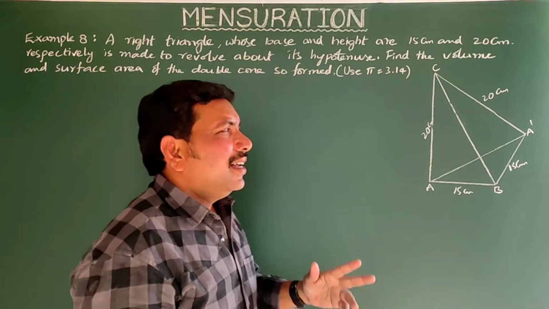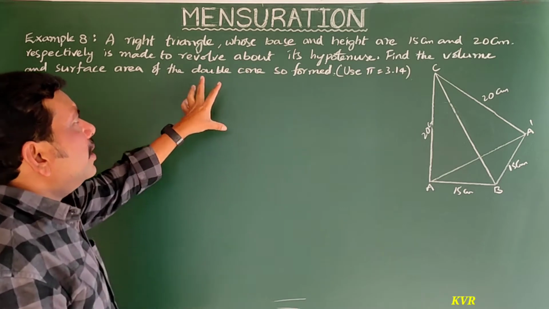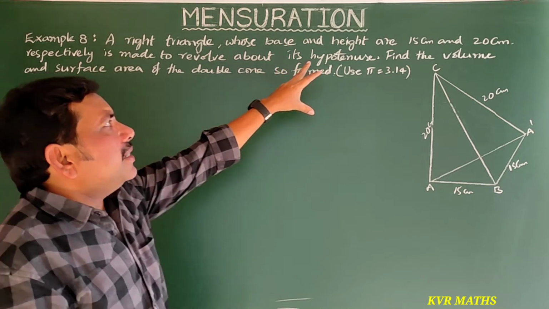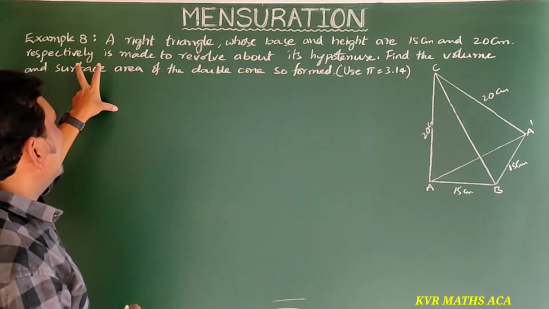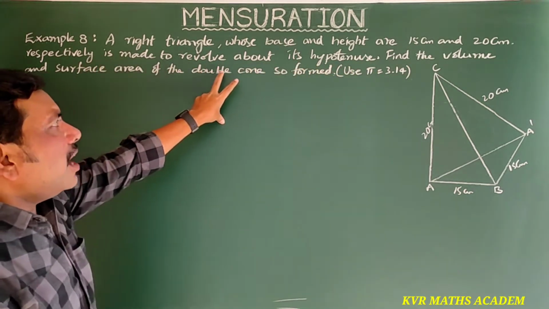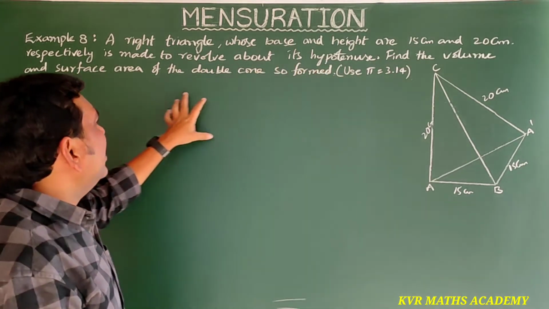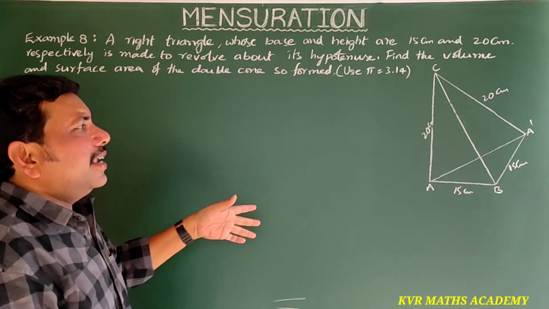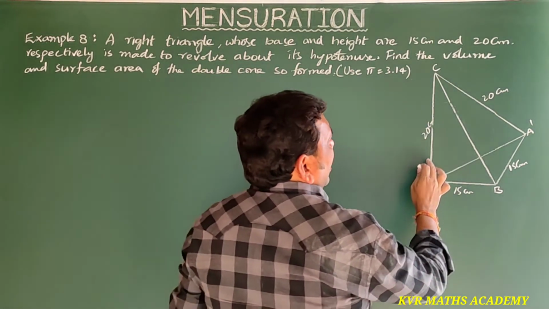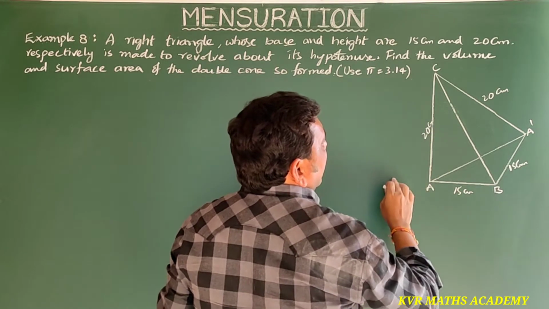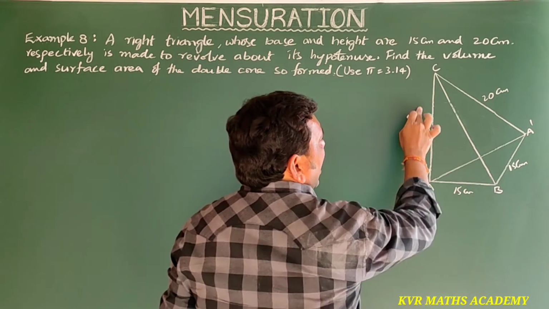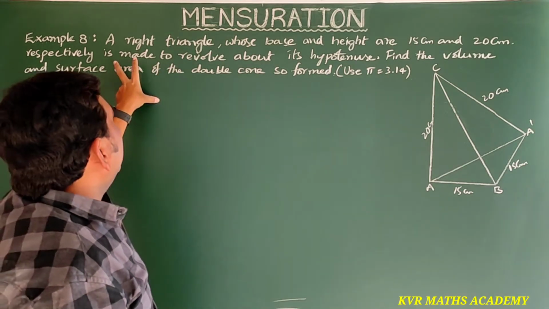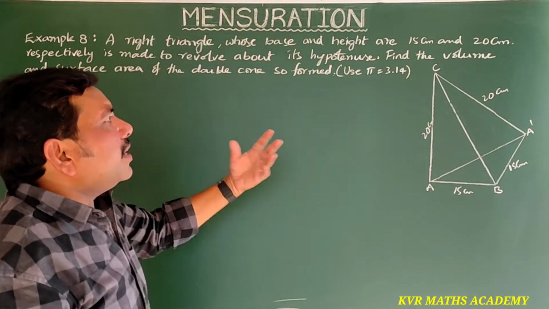See, this is the 8th example in 10th class mensuration. A right triangle whose base and height are 15 centimeters and 20 centimeters respectively is made to revolve about its hypotenuse. Find the volume and surface area of the double cone so formed. Given that a right triangle is there, its base is 15 centimeters and height is 20 centimeters. Next, it is made to revolve about its hypotenuse.